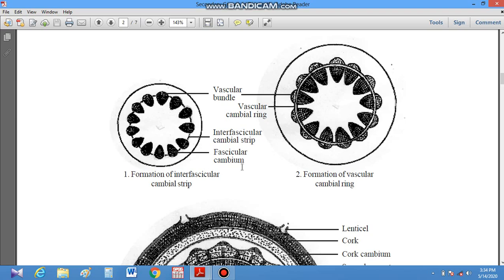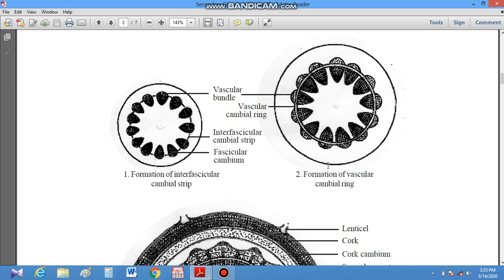When we talk about secondary growth, the increase in thickness of the plant is due to the activity of the lateral meristems, which are present in the plant at lateral position. When they divide, the plant shows secondary growth. Lateral meristems include the vascular cambium and, in woody plants, the cork cambium.